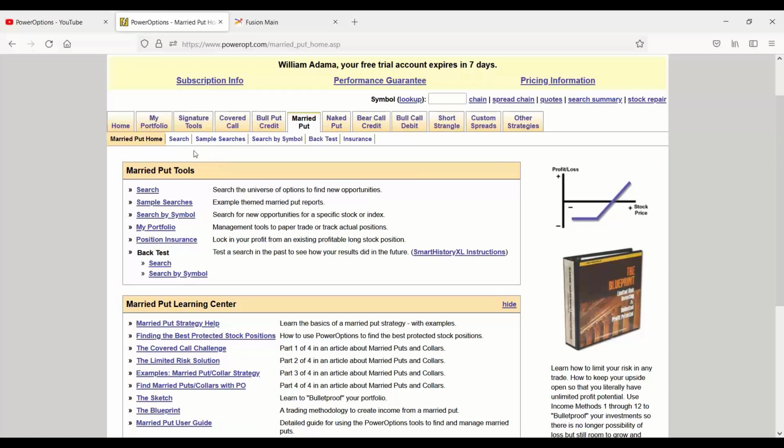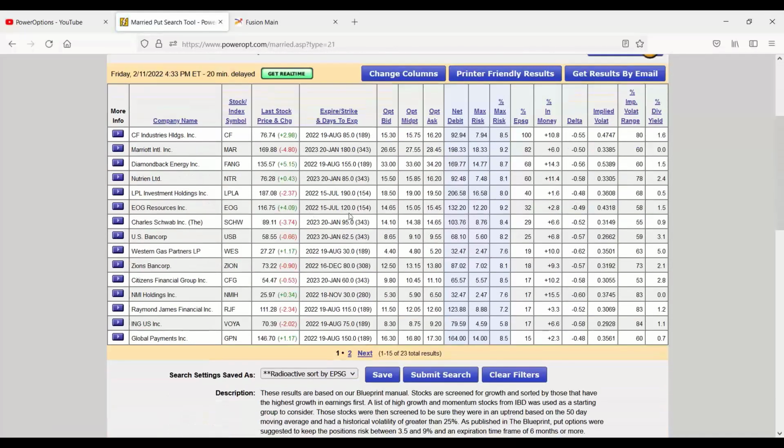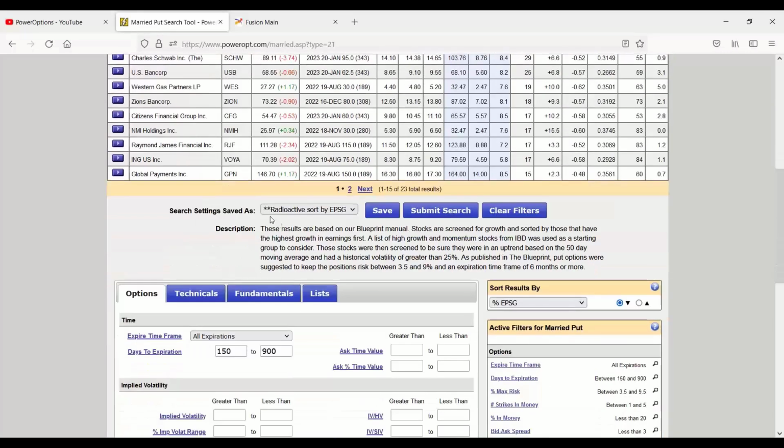As with any strategy on PowerOptions, when you go to the Married Put tab and you go into search, you're going to see a list of trades based on our default criteria. If you scroll below that criteria, you can see the name and you can toggle between other searches that are there, and you'll see a description. This default search that Mike was referring to that initially comes up is the radioactive sorted by earnings per share growth. This is based on the education in the Blueprint manual, the type of stocks we want to look for, and keeping certain things such as the risk to a controlled level, volatility on the stocks, we want to see some movement, and the time frame that we look for as well.